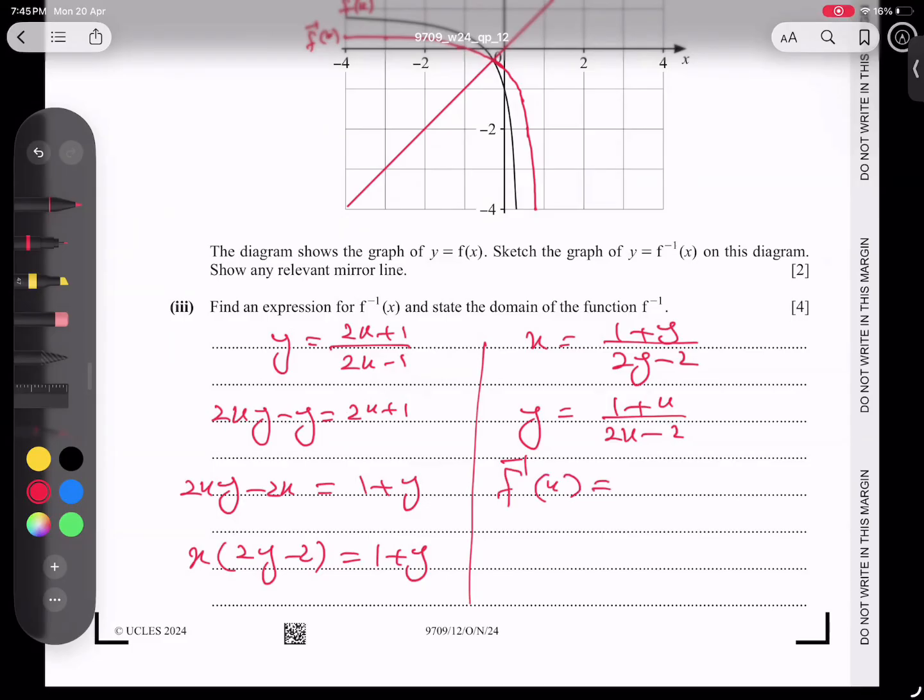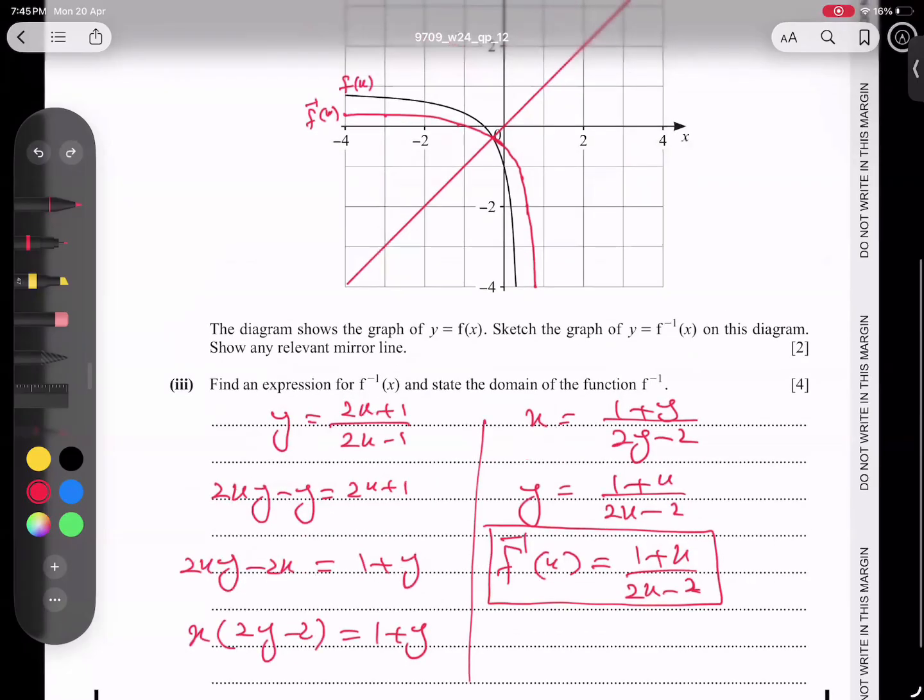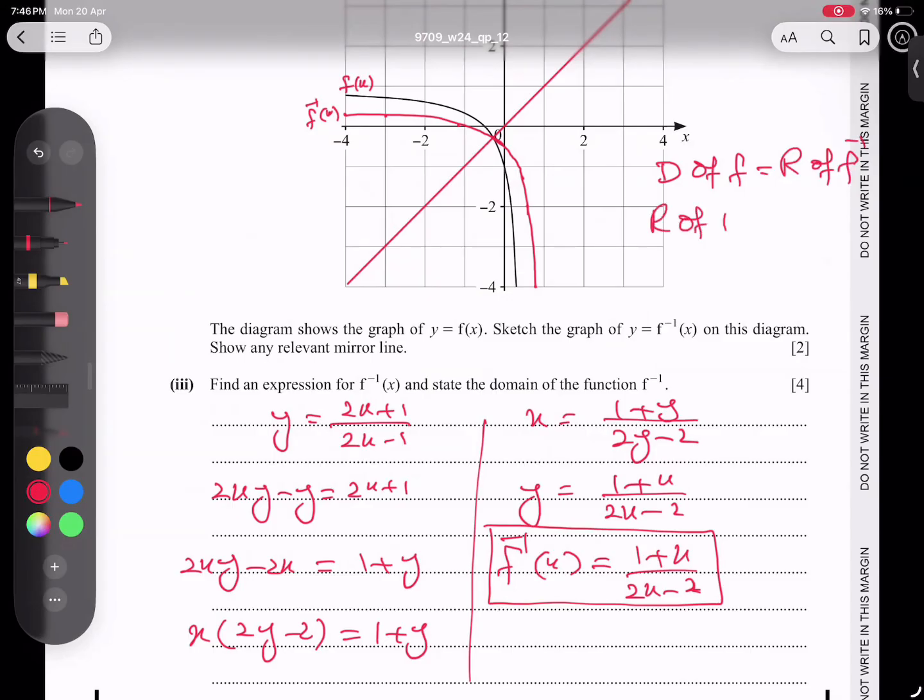He did not specify a special form, so if you leave it here, full marks. Done. Now, last part: state the domain of it. We have done this in our previous lectures, very important points. The domain of the function is basically the range of the inverse function, and the range of the function is equal to the domain of the inverse function. So these two rules are very, very important.